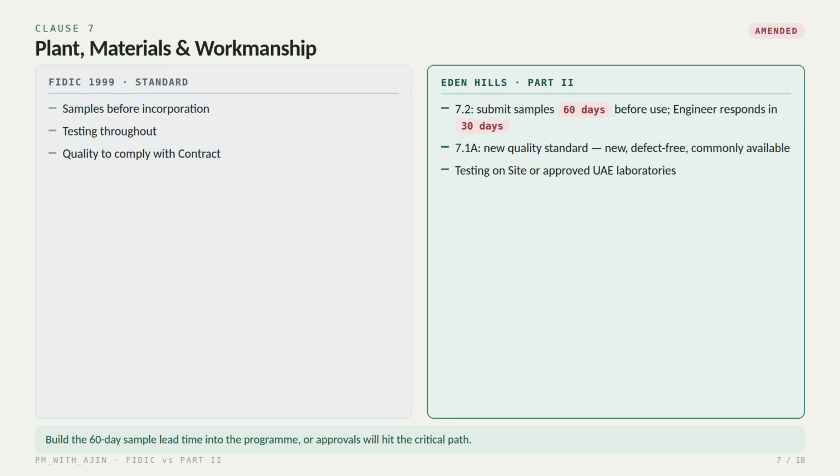Clause 7 Plant, materials and workmanship. The standard form requires samples before incorporation and testing throughout. This contract is more specific. Samples must be submitted at least 60 days before the materials are used, and the engineer then responds within 30 days. So build that 60-day sample lead time into your program, or material approvals will end up on the critical path.